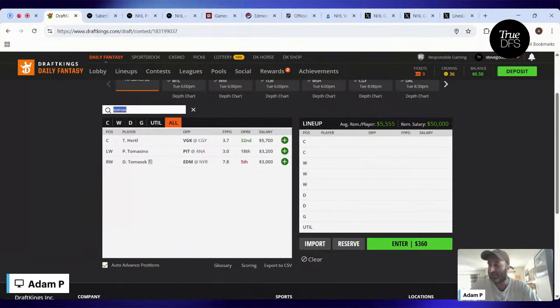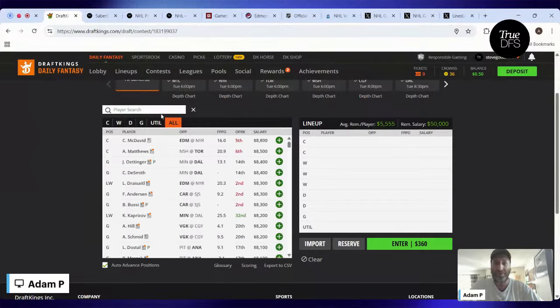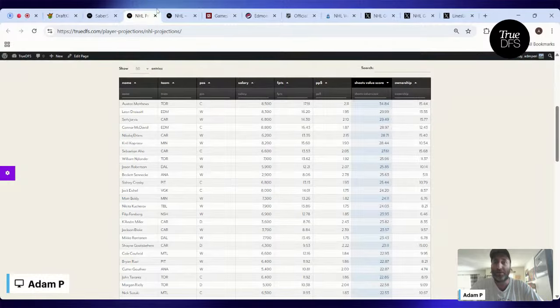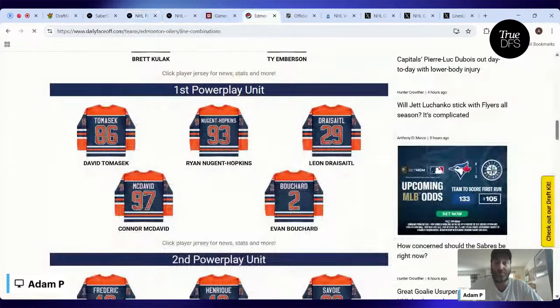Edmonton doesn't have a great total going into New York, but it's Edmonton. I mean, McDavid and Draisaitl can kind of score on anyone, so let's just keep that in mind, right? Those are the two top guys. Carolina's got Ehlers and Aho showing up.